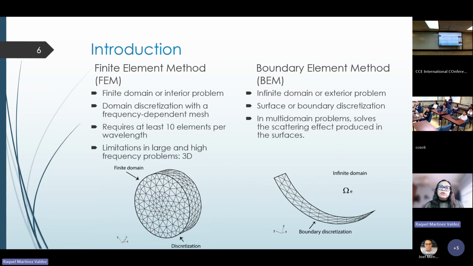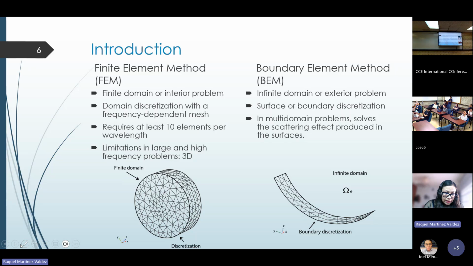Modeling is a tool that allows us to obtain an estimation of the behavioral phenomena, in this case, ultrasound. Commonly, the finite element method, FEM, is used to model the ultrasonic propagation in a finite domain that needs to be discretized with a frequency-dependent mesh that, at least for acoustic problems, has to be 10 elements per wavelength.